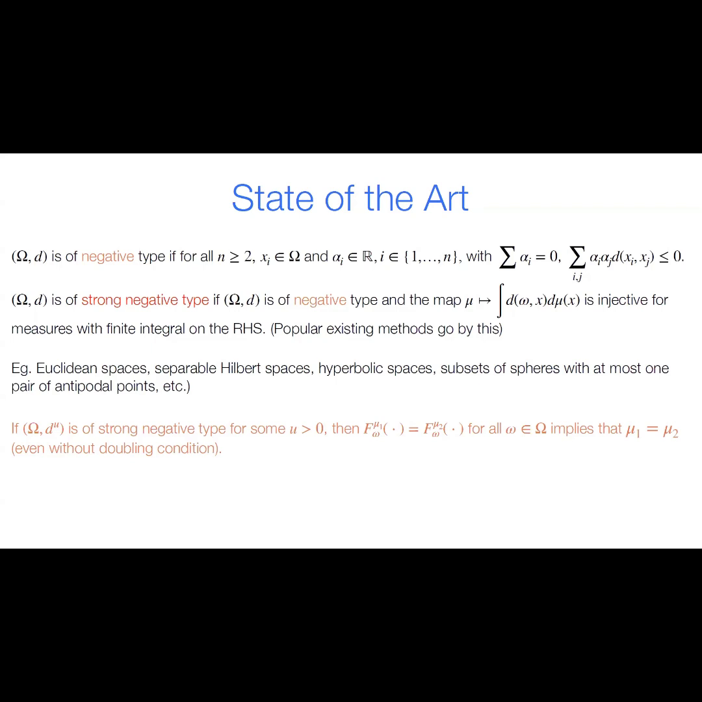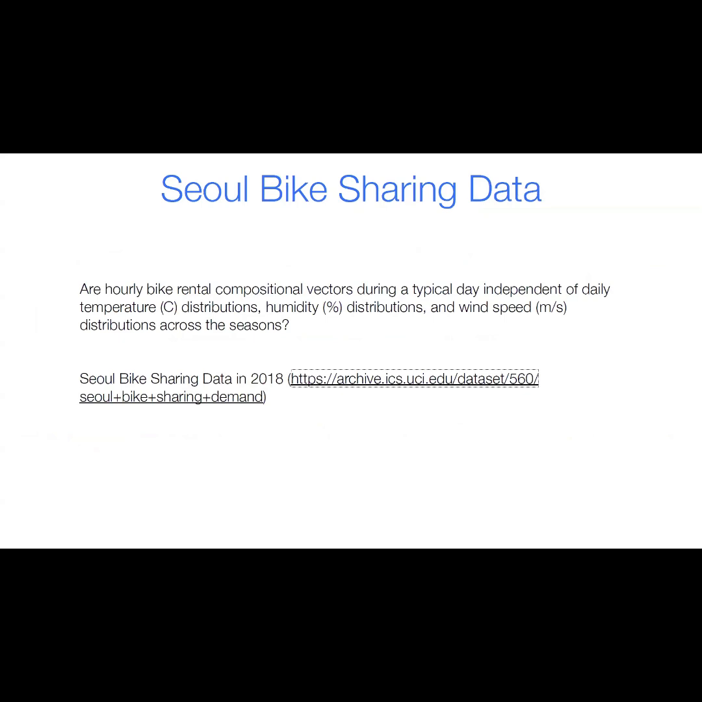And omega d is of strong negative type if, in addition to being of negative type, this map, which is called the potential of the measure mu, is injective on the class of measures.